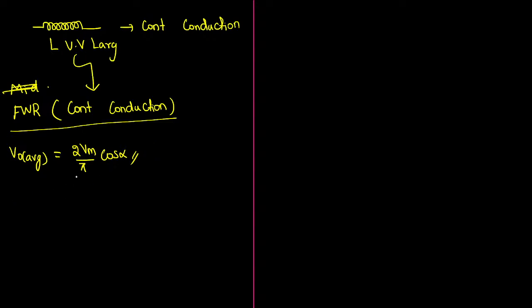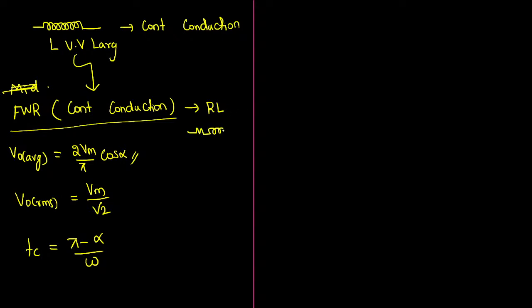Okay, sir. Suppose this is for continuous conduction. I will be writing all the other things. Similarly, how do I write the RMS voltage? RMS voltage will be Vm by root 2. Then the circuit turn-off time tc will be pi minus alpha by omega. You can observe the same formula for continuous conduction RL load. If you take R plus L in a full rectifier circuit with sinusoidal input, when the value of inductance is very large, this formula is applicable for RL load. Same formula you can use.